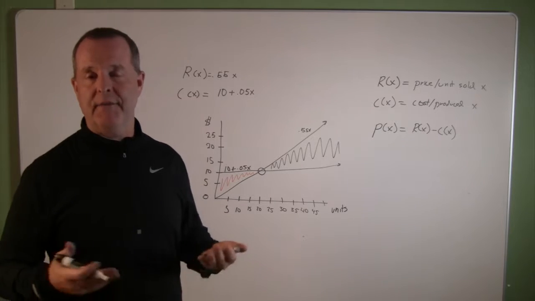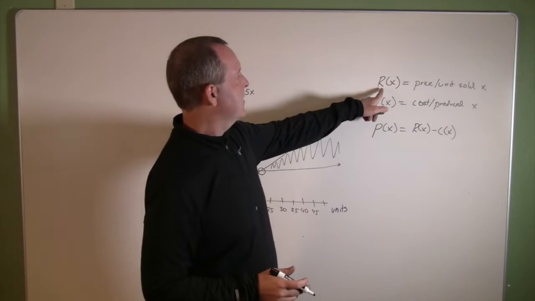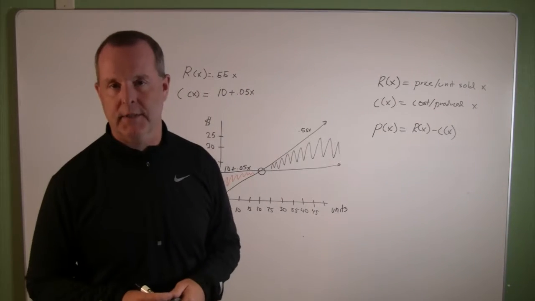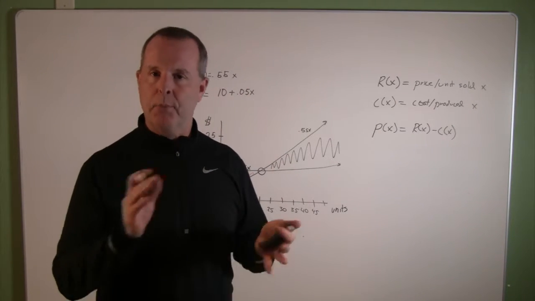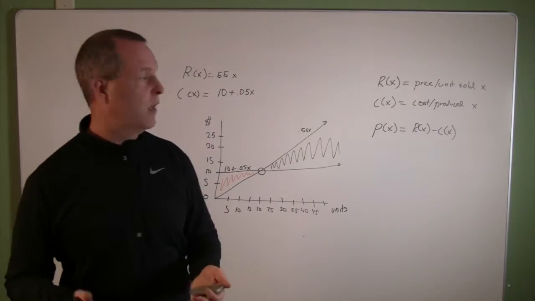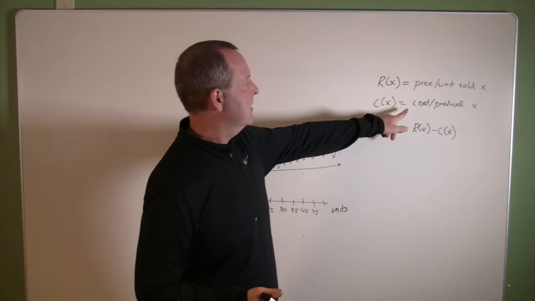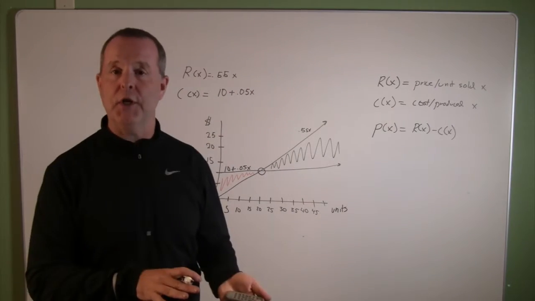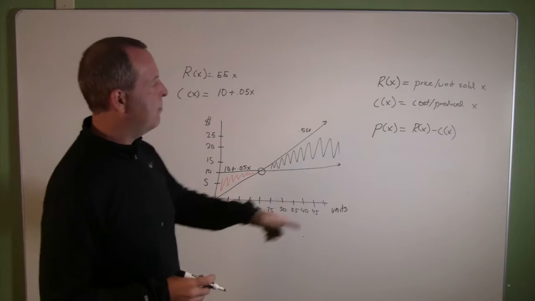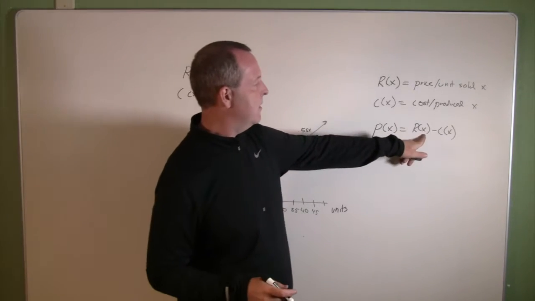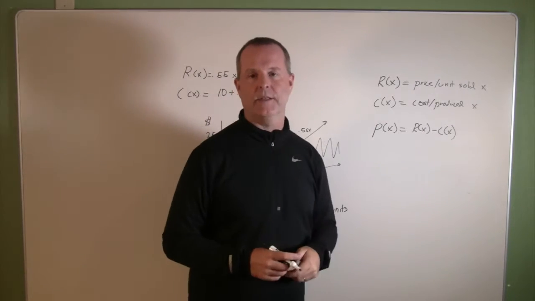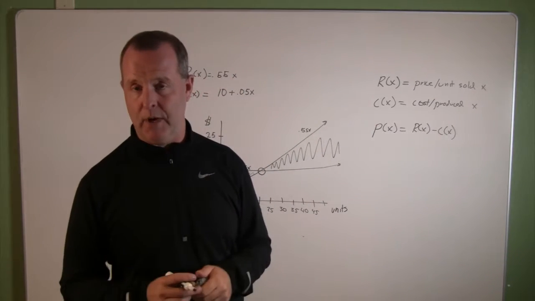Within a profit, you have to figure out what your revenue is. We're going to use R of X equals our price per unit sold. That's how much we make per unit. Then we also have a cost function, represented as C of X, and that equals the cost per unit to be produced. My positive profit will be when my revenue is greater than my cost. Revenue take away cost gives me a profit.